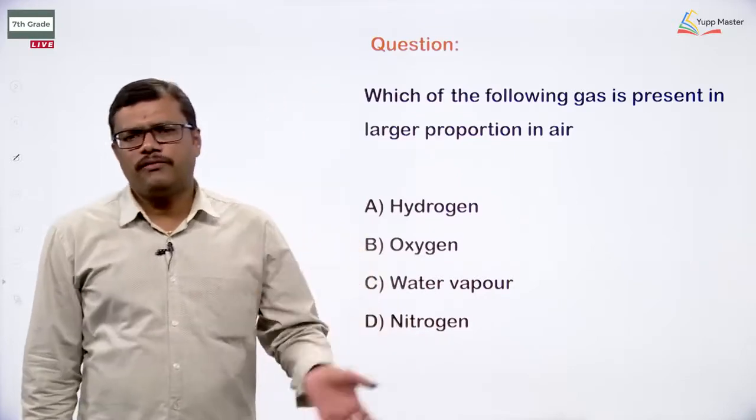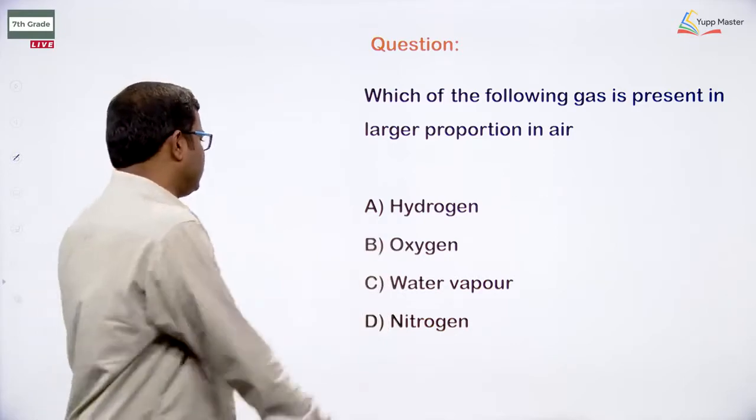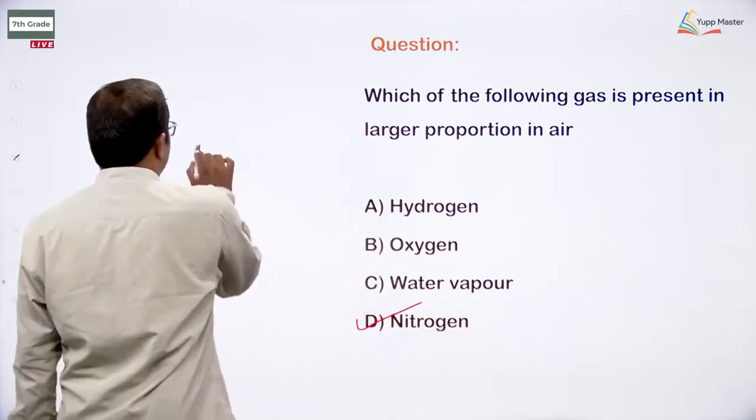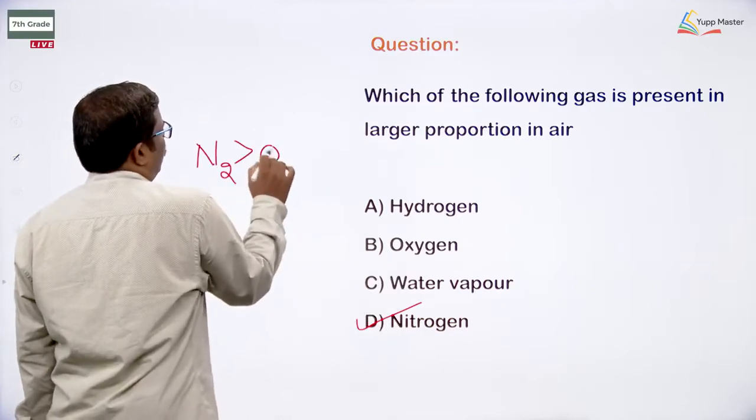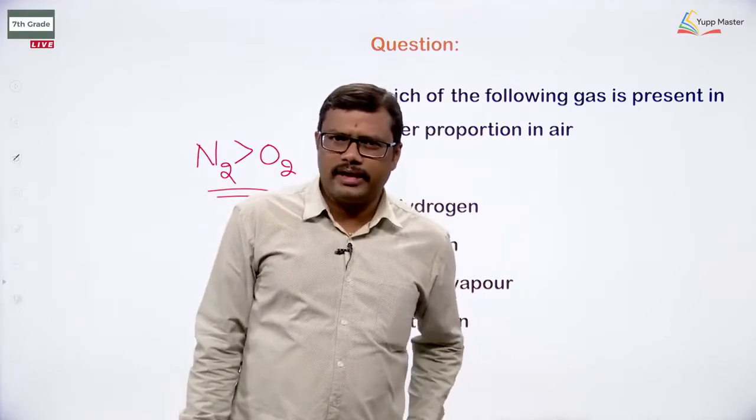Okay. So, which of the following gases is present in larger proportion in air? Nitrogen. Nitrogen is in the larger proportion, then comes oxygen. So, nitrogen is more, then we have oxygen. So, oxygen is the next component which is present in the air.